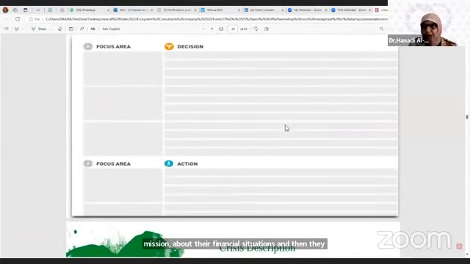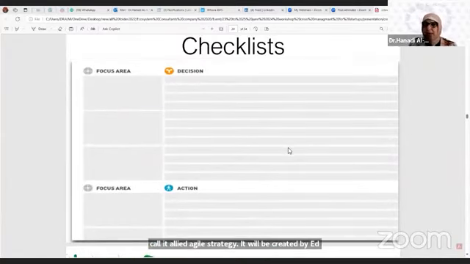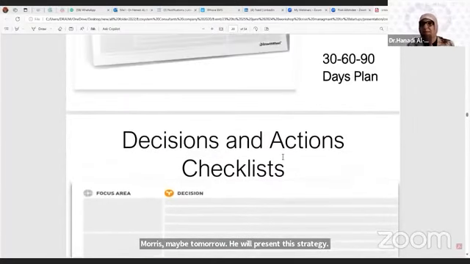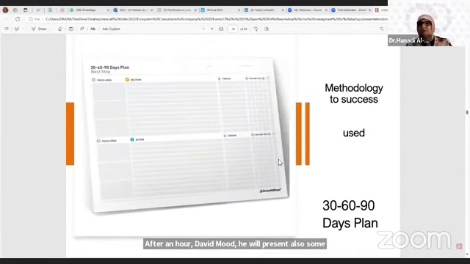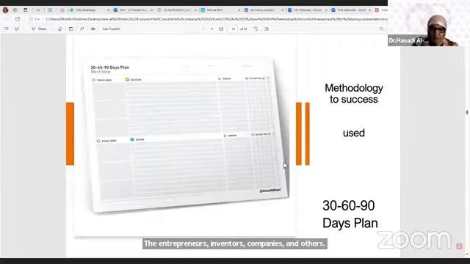And in the coming days, there are several strategies, such as the agile strategy created by Ed Morris. Maybe tomorrow he will present this strategy. After an hour, David Mood will also present some strategy about the soft skills that should be required for entrepreneurs, inventors, companies, and others. We don't need to take more time, I think.